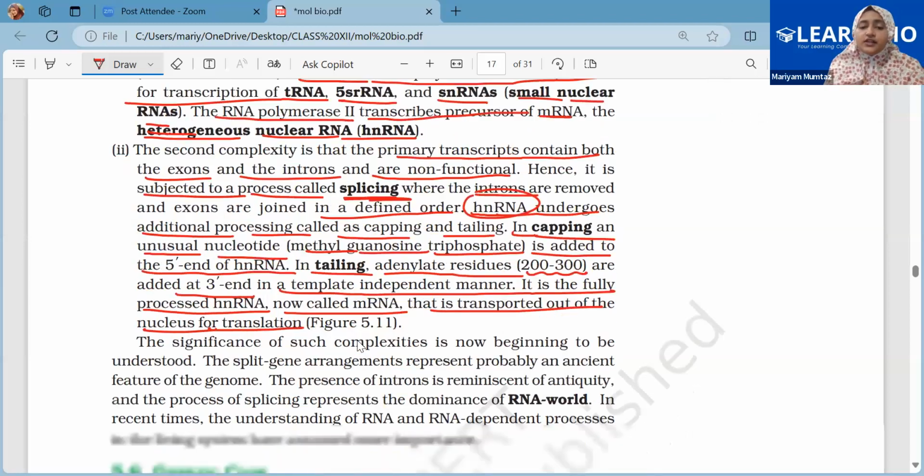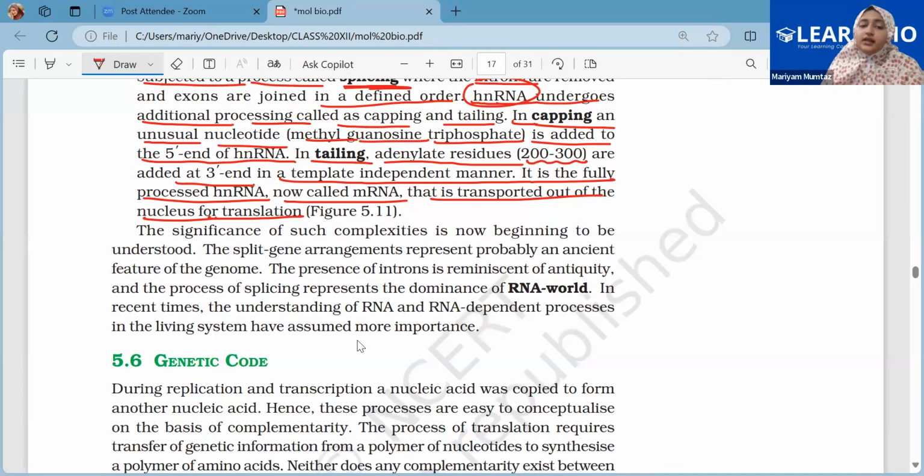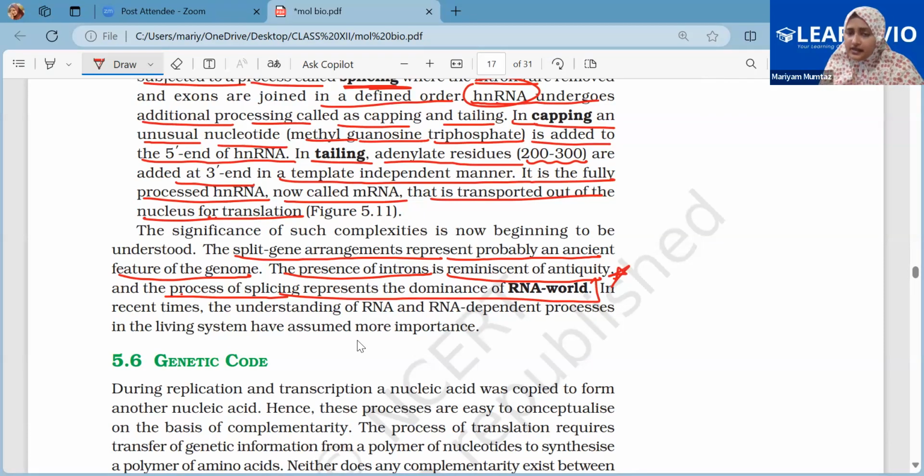Now, the significance of such complexities is now beginning to be understood. The split gene arrangements represent probably an ancient feature of the genome. The presence of introns is reminiscent of antiquity, and the process of splicing represents the dominance of the RNA world. Many a time this can be asked in the question, like what represents the dominance of the RNA world? Now, in recent times, the understanding of RNA and RNA-dependent processes in the living system has assumed more importance. So this was about the transcription.